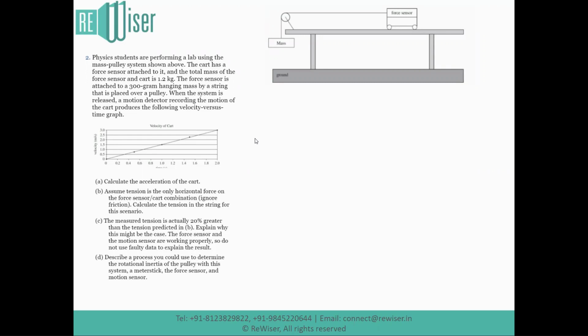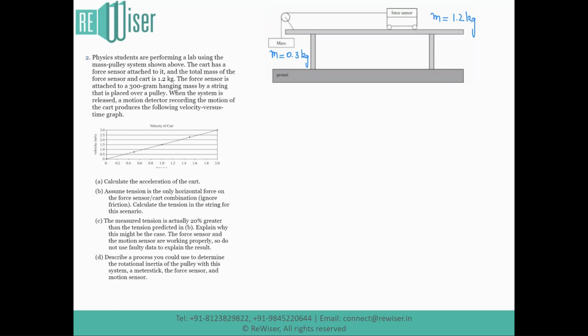The cart has a force sensor attached to it, and the total mass of the force sensor and the cart is 1.2 kilogram. So here the force sensor and the cart have a combined mass M that is equivalent to 1.2 kilogram. The force sensor is attached to a 300 gram hanging mass. So this mass M is equivalent to 0.3 kilogram in SI unit, hanging by a string that is placed over a pulley.